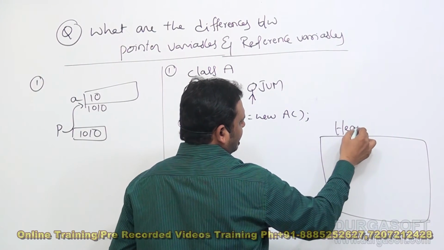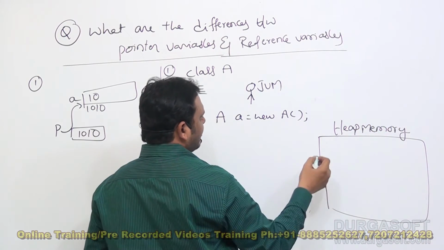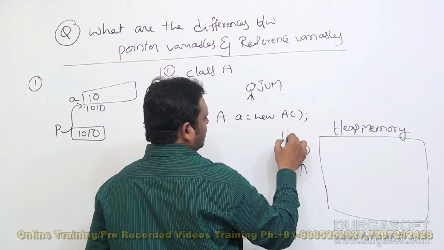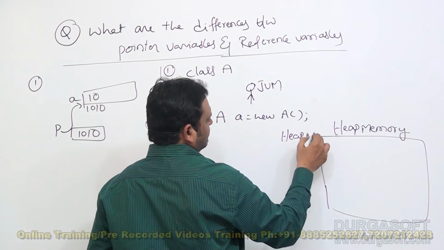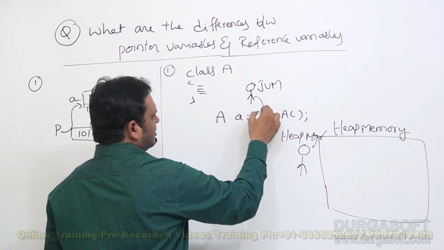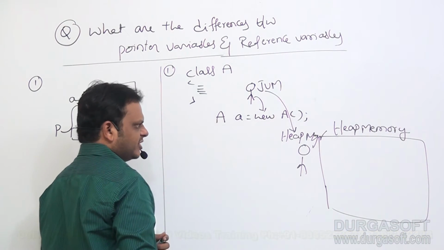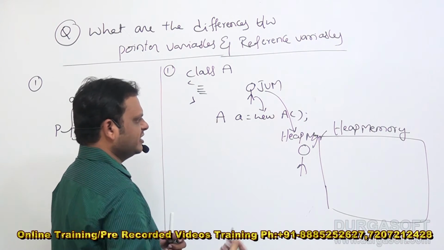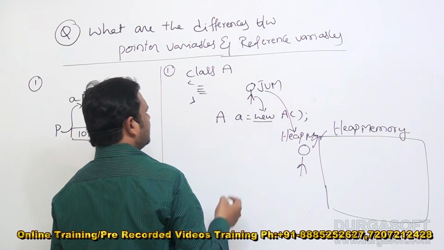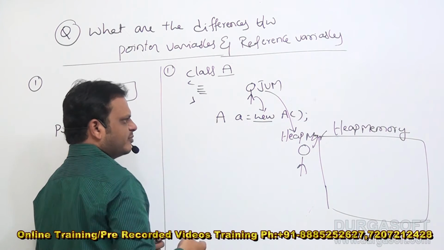Java mainly uses heap memory management. This is the heap memory, and it is managed separately by the heap manager. When JVM encounters this statement, JVM will immediately send a request to the heap manager about the requirement of creating an object. Then JVM will execute the new keyword. As per this new keyword, it will come to class A.